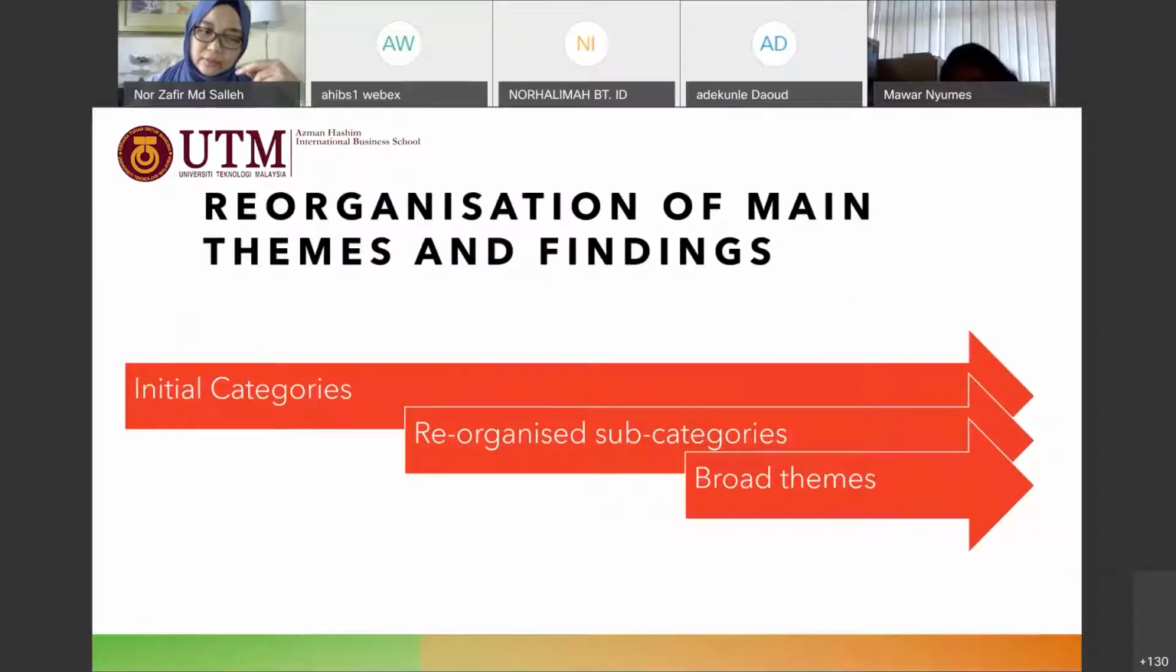Okay, so that is the table on reorganization of the main themes and findings. Bear in mind that this is under grounded theory. I'm using partially grounded theory, so this is not thematic analysis. But to make it strong, in my thesis, I use this.